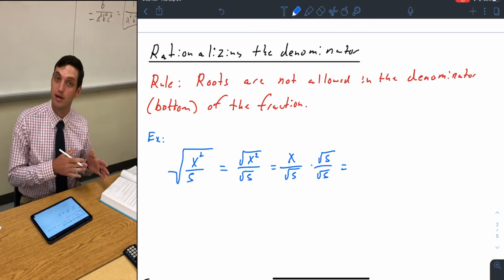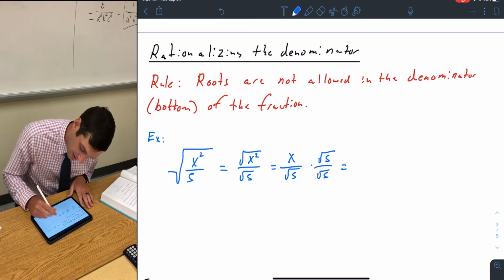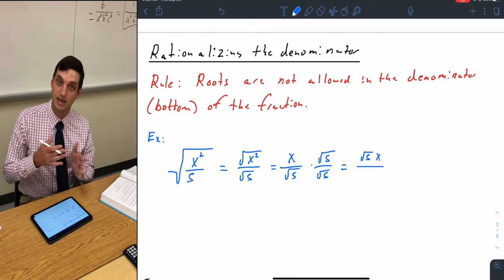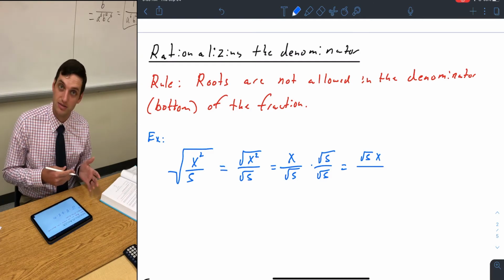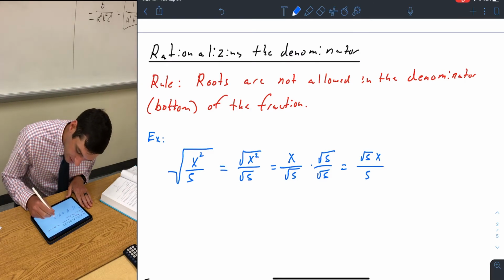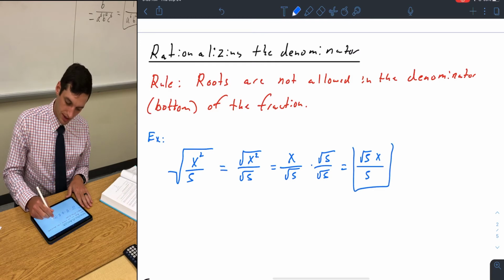When you multiply fractions, you multiply straight across. So x times the square root of 5 is going to give us the square root of 5x over the square root of 5 times the square root of 5, which is, well, 5. Let me write these a little bit neater. So this would be a correct answer there.